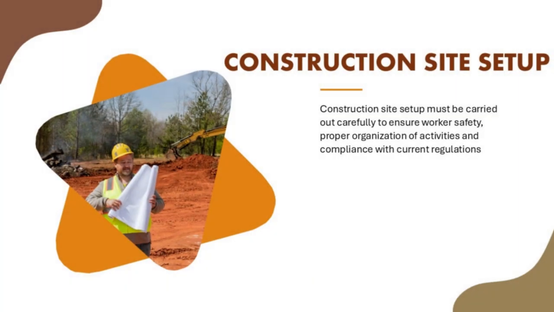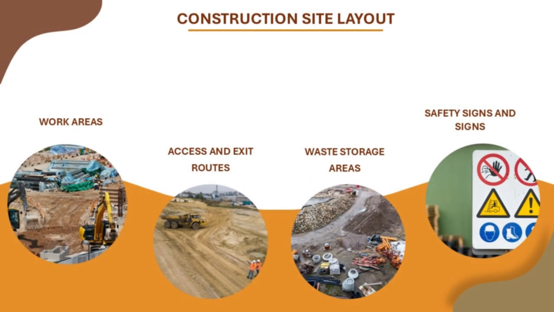Construction site setup must be carried out carefully to ensure worker safety, proper organization of activities and compliance with current regulations. Construction site layout. Before starting work, a construction site layout must be drawn up that clearly identifies work areas, storage areas, transit areas, and toilets. Access and exit routes.